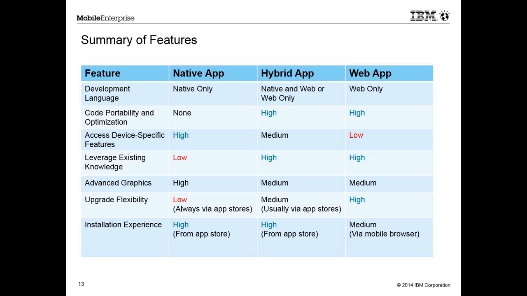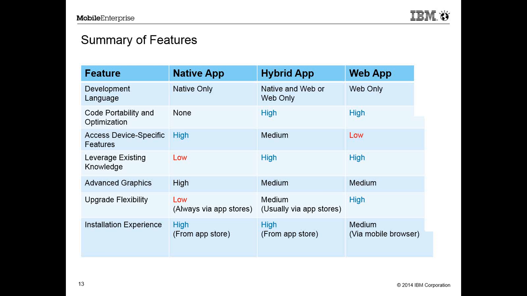And if you go to hybrid, it's all medium, in the sense that access to the native capabilities is medium, and even the performance and experience is medium. So that's where you balance your requirements. And web again is quick and easy to code, but the user experience is on the lower end. And again, the distribution channel is completely different.